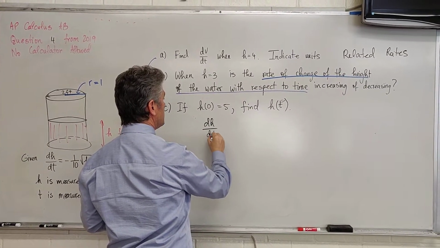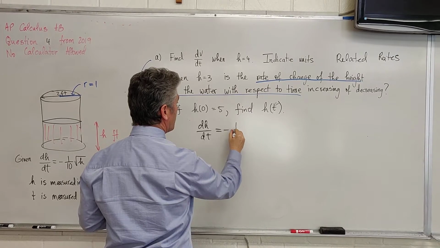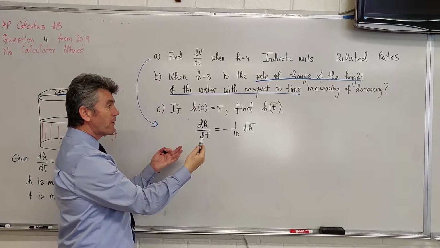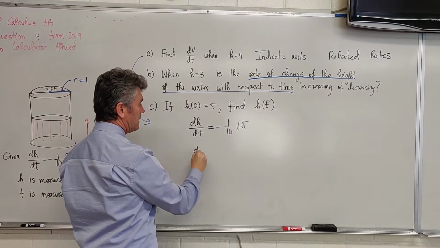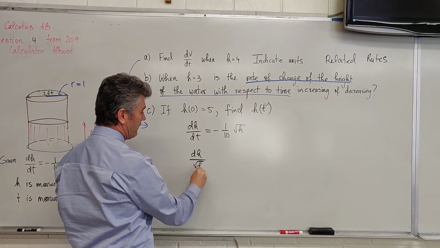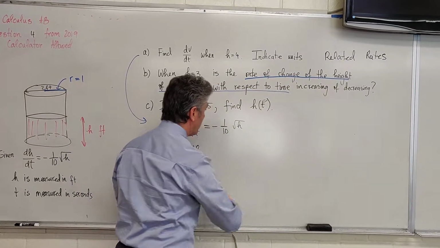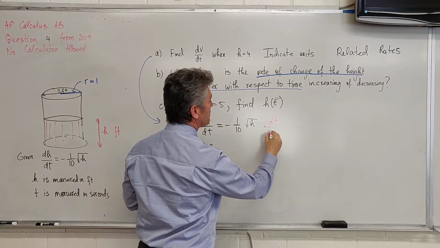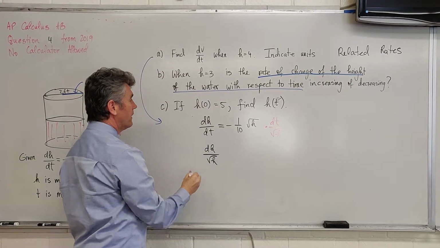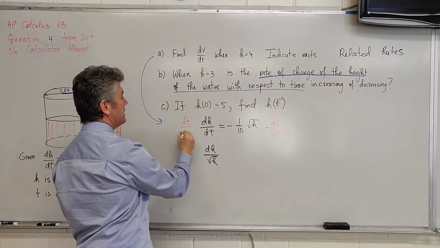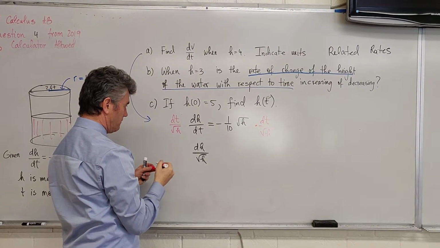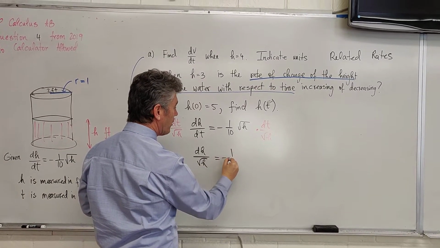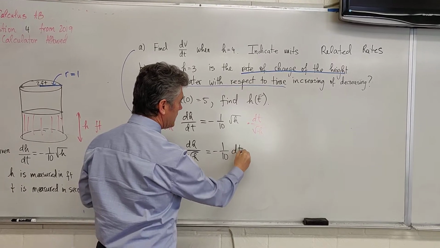dh dt is equal to negative 1 over 10 times the square root of h. Separate variables. So dh over the square root of h. I'm dividing by square root of h. I'm multiplying, really, if you want to know my work. I multiply on both sides by dt over the square root of h. So you have dh over the square root of h is equal to negative 1 over 10 dt.